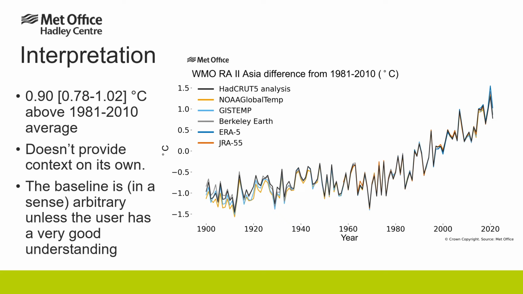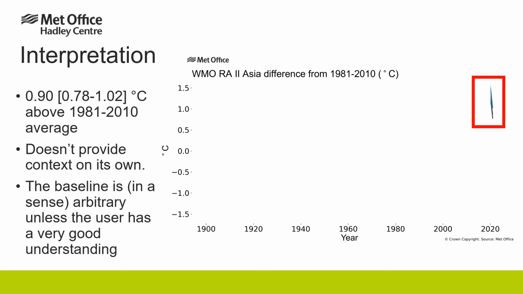Now, a cautionary note about using anomalies. If we say the anomaly is 0.9 degrees, and even if we give an uncertainty range, this doesn't provide much context on its own. If I cover up the rest of the time series, giving the anomaly on its own without any further context is equivalent to just showing someone the one data point at the end of the time series. Unless the reader of that information has a very good understanding of the time series, of the context, then the anomaly on its own can be quite hard to interpret. And this is because the baseline is, in some sense, arbitrary. 1981 to 2010 is used by convention, but unless someone has a good understanding of what that means, it can be quite hard for them to place that in a context that they can understand.